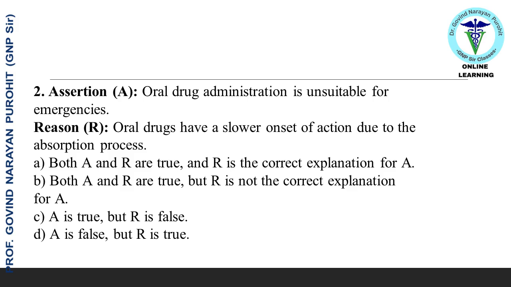Question number 2. Assertion, oral drug administration is unsuitable for emergencies. Reason, R. Oral drugs have a slower onset of action due to the absorption process. A. Both A and R are true, and R is the correct explanation for A. B. Both A and R are true, but R is not the correct explanation for A. C. A is true, but R is false. D. A is false, but R is true. Correct answer is option A. Explanation. Oral drugs require absorption through the GI tract, which delays their therapeutic effect, making them unsuitable for emergencies.